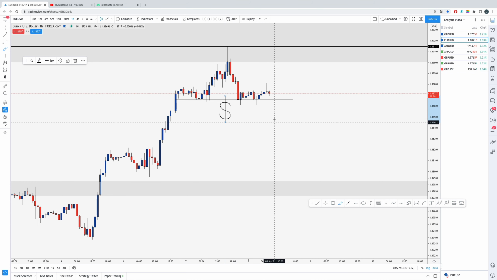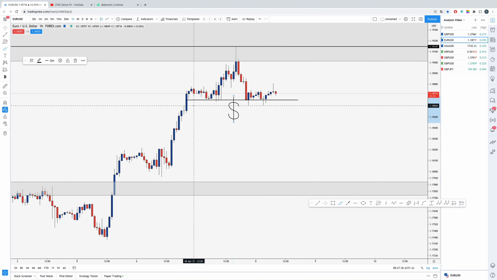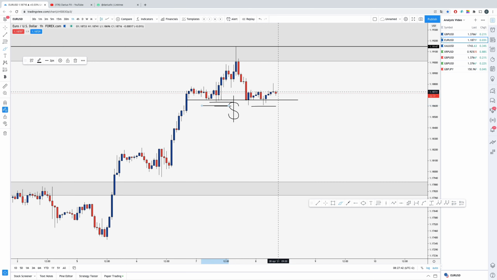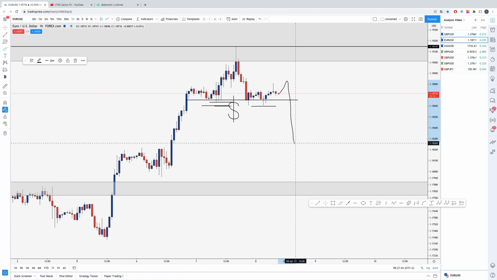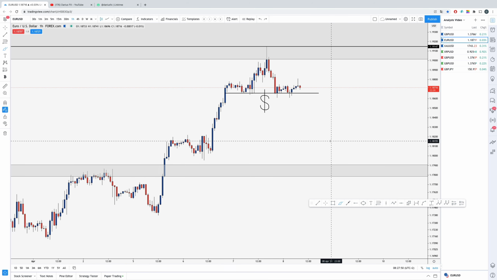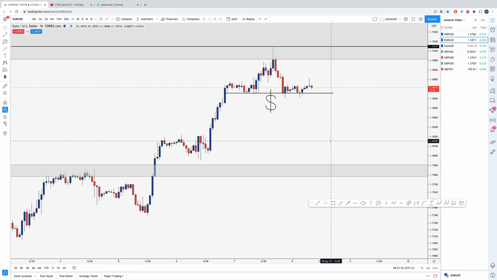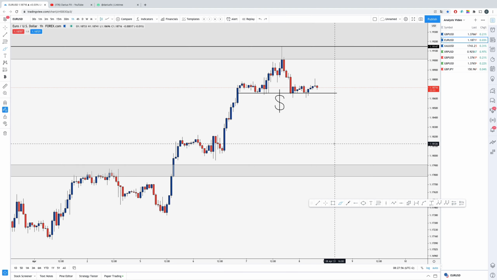Equal lows is always a form of liquidity, because retail traders are always looking to buy here, and their stop losses are located around that area. When the market gives us a movement to the downside, all those stop losses are going to be hit. This is why head and shoulders has a pretty nice chance if you know exactly how to trade it and you really understand the idea behind a head and shoulders or an inverted head and shoulders.